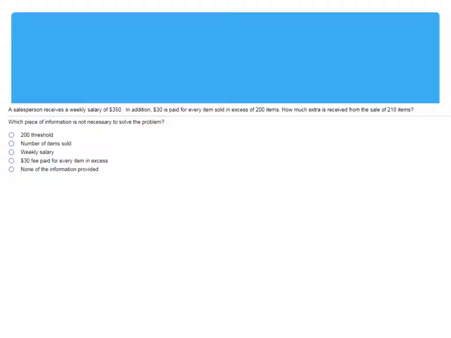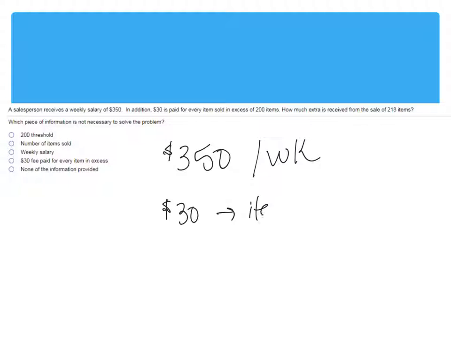Here's another homework problem. A salesperson receives a weekly salary of $350. So $350 per week. $30 is paid for every item sold in excess of 200 items. So $30 for every item sold over 200. How much extra is received from the sale of 218 items? And then it says which piece of information is not necessary to solve the problem.